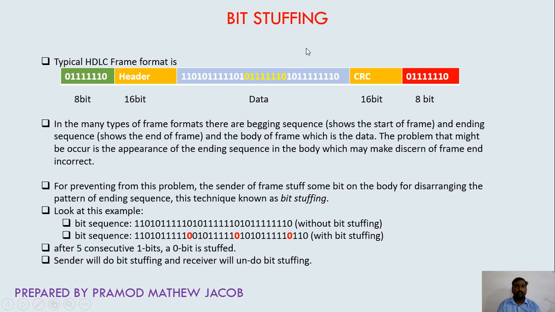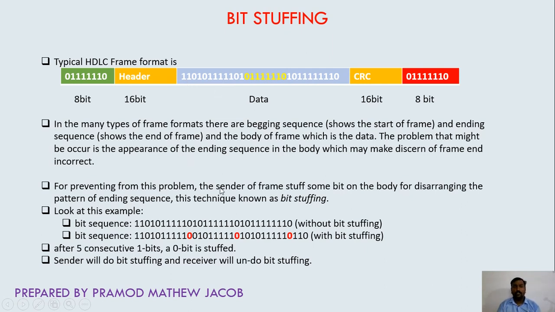But what if there is a data part like 0 1 1 1 1 1 1 0, that is 0 followed by 6 ones and 0? If the ending sequence appears in the data part, then the receiver will assume that the end of the frame is received and it will reject the other bits after that. So this is a problem. So how do we avoid this problem?